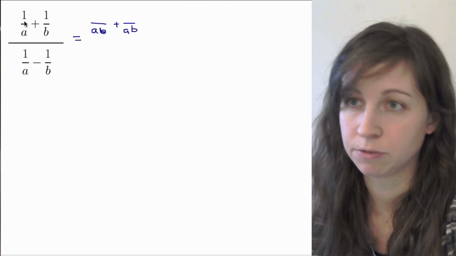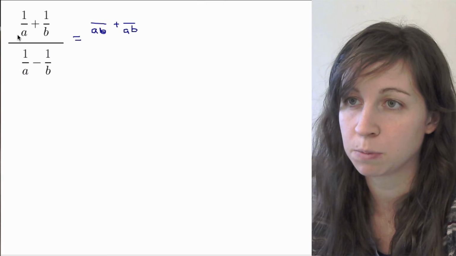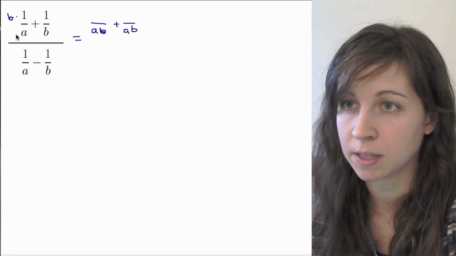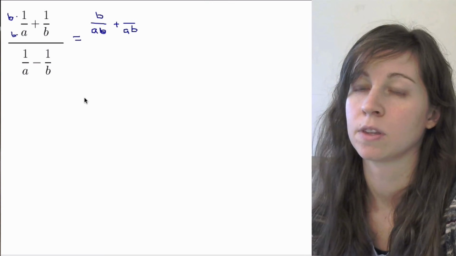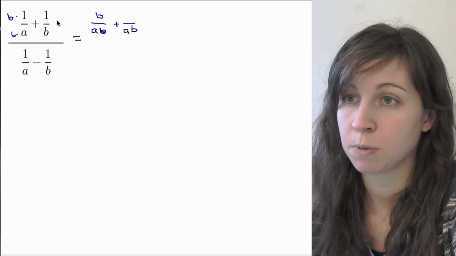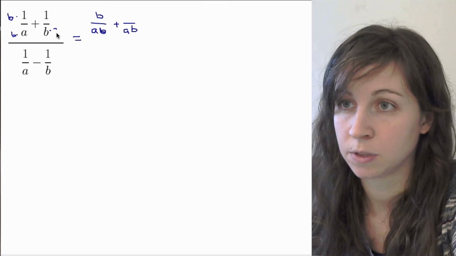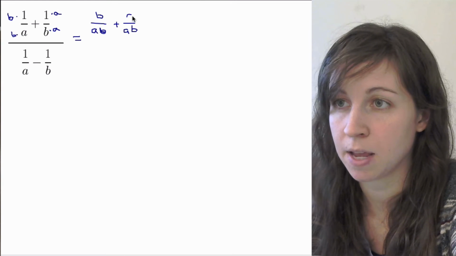So this first fraction, to get that to have a denominator of ab, I need to multiply it by b. So we'll be multiplying the top by b and the bottom by b. So I'll get b on the top. The second fraction, to get ab, I need to multiply this by a. So we'll do times a on the top and the bottom. So I get a on the top and ab on the bottom.